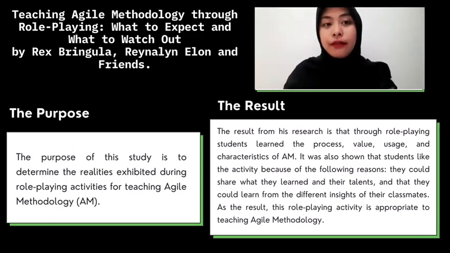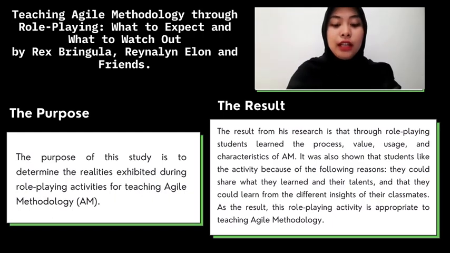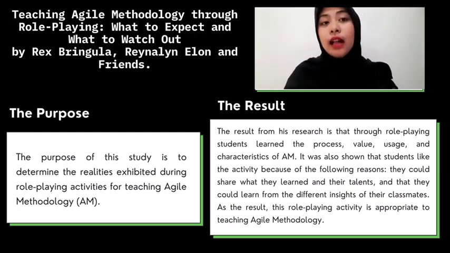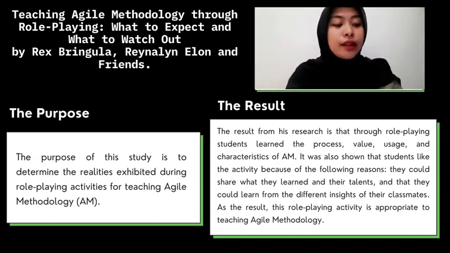The purpose of this research is to determine the realities exhibited during role-playing activities for teaching agile methodology or AM. The result of this research is that through role-playing, students learn the processes, value, usage, and characteristic of AM. It was also shown that students like the activity because of the following reasons.